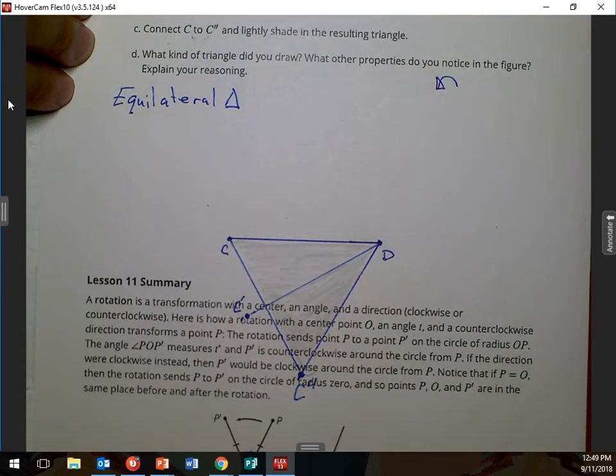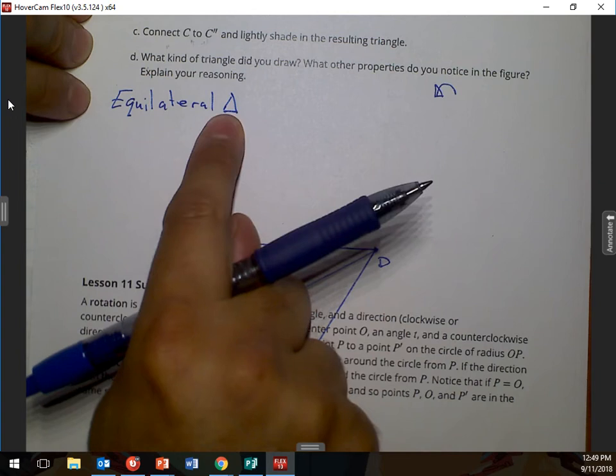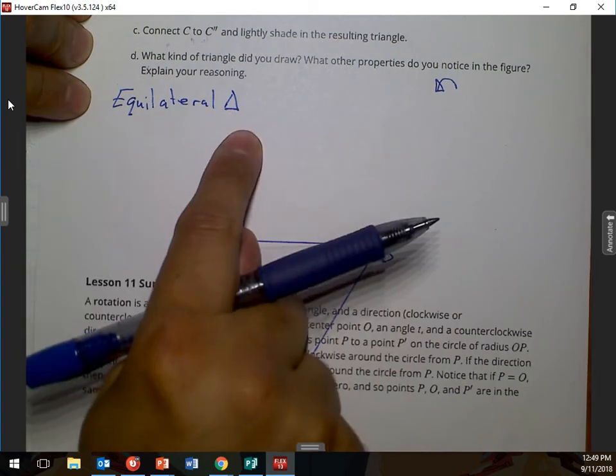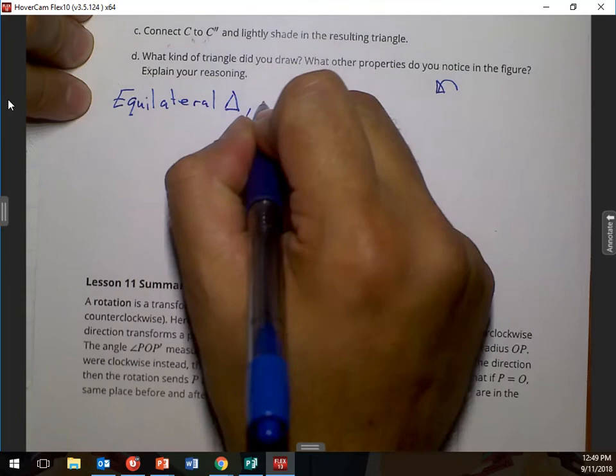What properties? Okay, right here. What do we know about an equilateral triangle? All the sides are congruent. All the sides, very good.